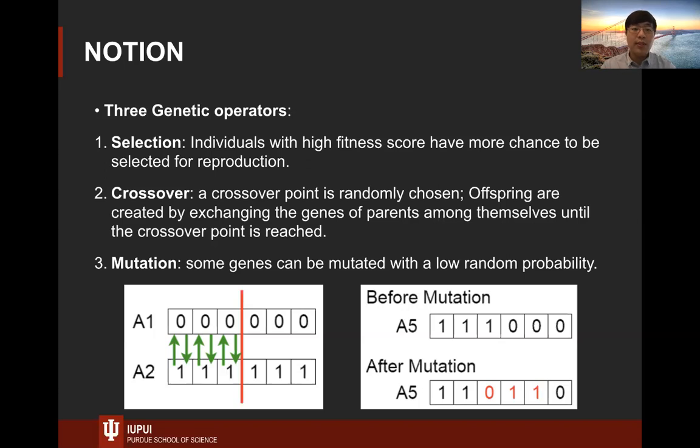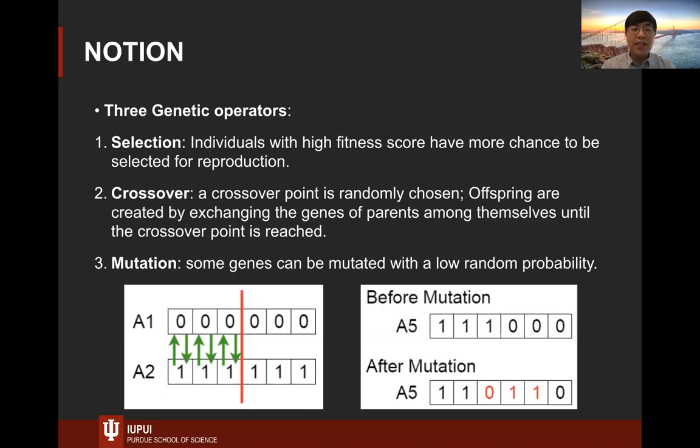The second operator is crossover. A crossover point is randomly chosen. Offspring are created by exchanging the genes of parents among themselves until the crossover point is reached. From the left-hand side of the figure, you can see the red line represents the crossover point, and there are two individuals, A1 and A2. The elements inside these individuals are genes. You can see the two individuals exchanging the genes until they meet the crossover point.